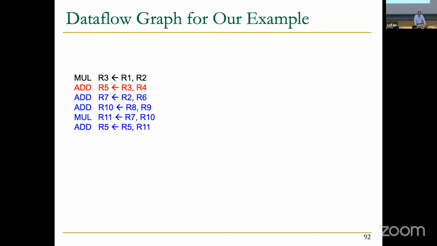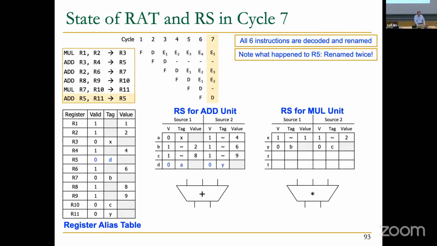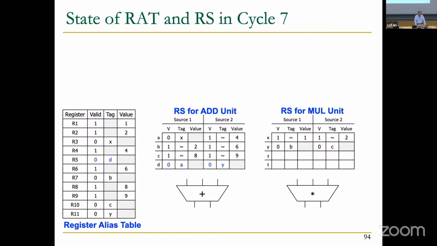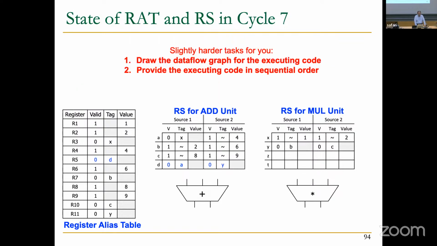So I also have another example for you to do at home if you want. When you have this kind of code, it's really easy to draw the data flow graph for the code. You have a multiplication, basically the source operands and outputs. But what is hard is that we give you the state of the RAT and reservation station in, for example, cycle 7, and then we ask you to draw the data flow graph for the executing code, and provide the executing code in a sequential order.